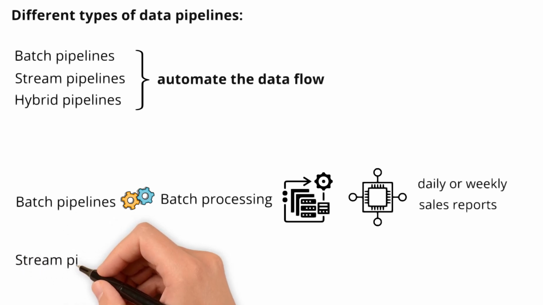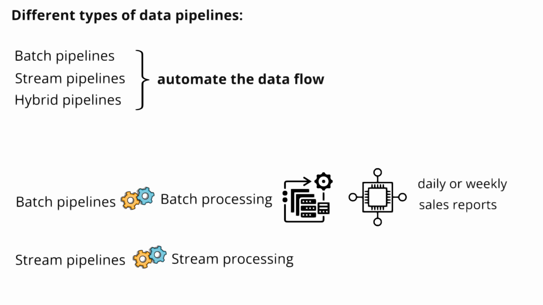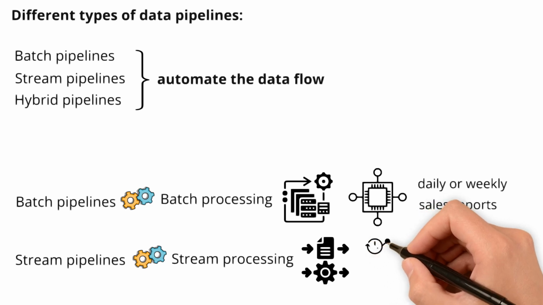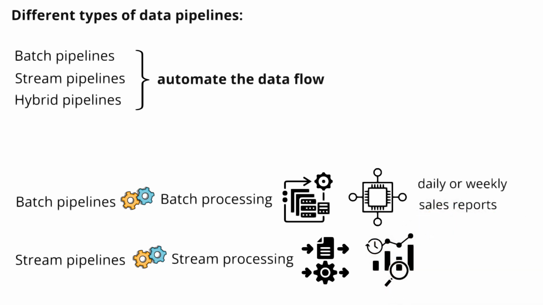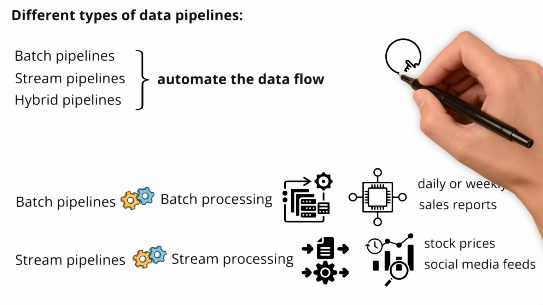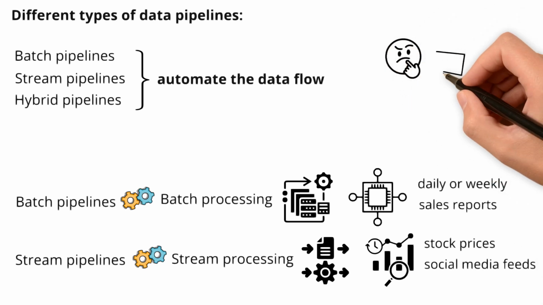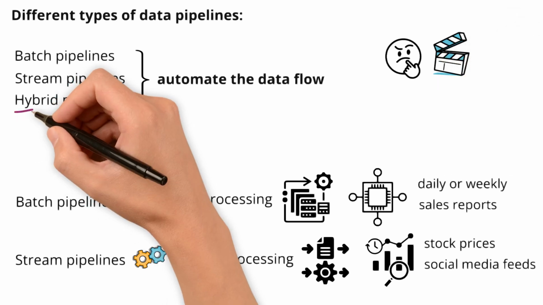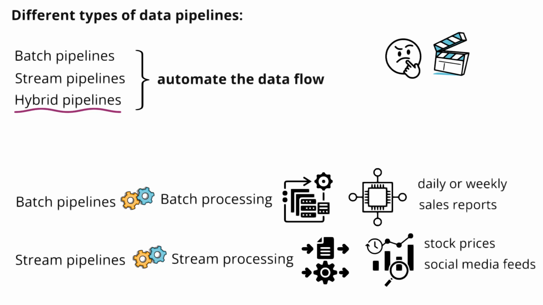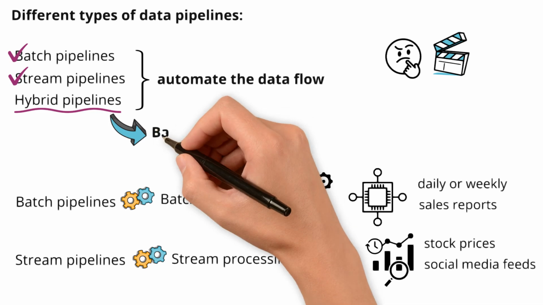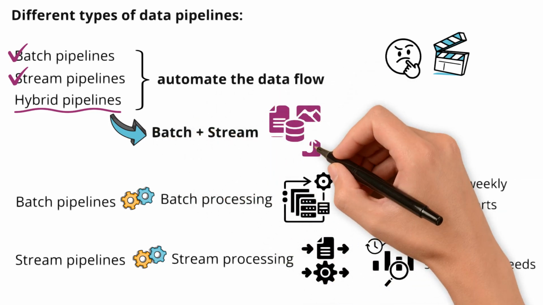On the other hand, stream pipelines automate stream processing, where they process data continuously as it arrives, making them ideal for real-time analytics. This is useful for situations like stock prices or social media feeds, where you need up-to-the-minute insights. If you are curious to learn more about batch and stream processing, I highly recommend watching the video. Circling back, there is another type called hybrid pipelines. Sometimes you need to accommodate both. A hybrid pipeline combines batch and streaming approaches to handle different data needs.